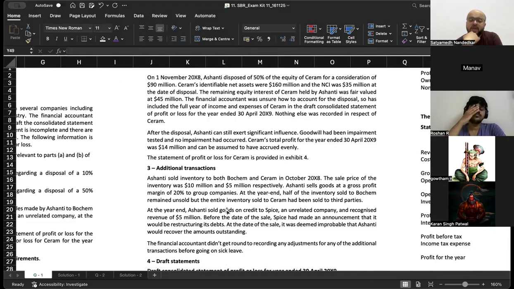On 1st of November, Ashanti disposed of 50% of the equity of Serum for a consideration of 90 million. Serum's identifiable net assets were 160 million and NCI was 35 million at the date of disposal. The remaining equity instrument of Serum held by Ashanti was fair valued at 45.